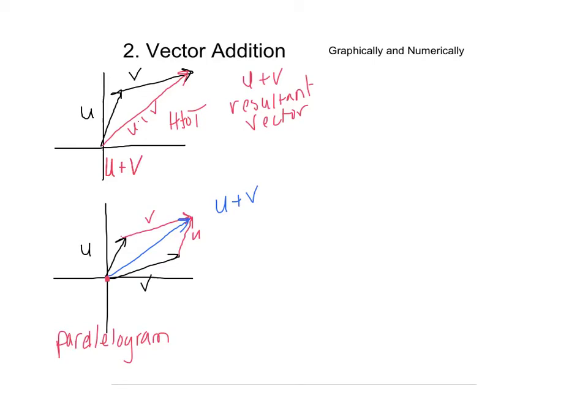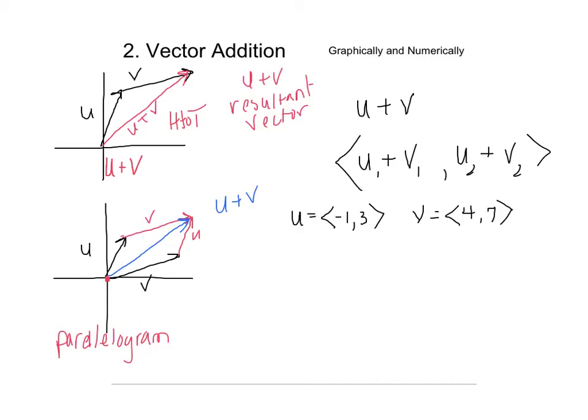Numerically, it's pretty simple. You're going to take the two vectors and just add their components. So if I have u plus v, I add the first component of u plus the first component of v, and that'll be the first component of u plus v, and then do the same thing for the second. It's almost like finding the component form of a vector, but not quite, because it's plus, not minus. But that allows you to do the vector addition.